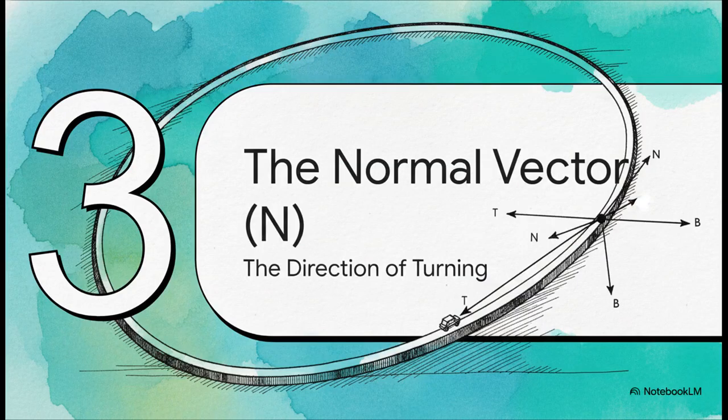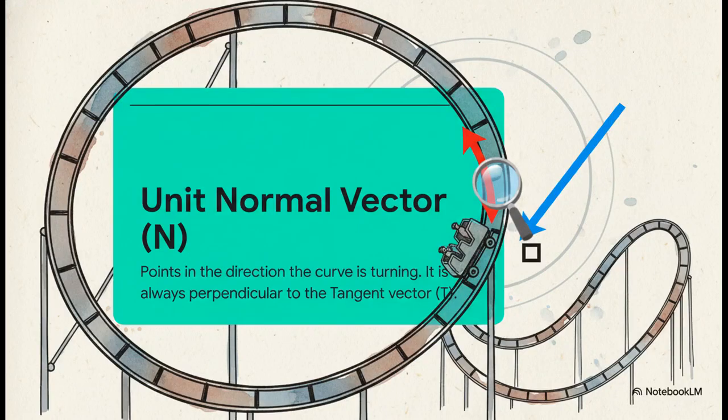All right, now let's move on to the normal vector, N. You'll see this builds directly on what we just did. So if T tells us where we're going, N is all about telling us how we're turning. Let's go back to that roller coaster. As you bank into a turn, the normal vector points straight to the inside of that curve. It's basically pointing in the direction you feel those g-forces pulling you.